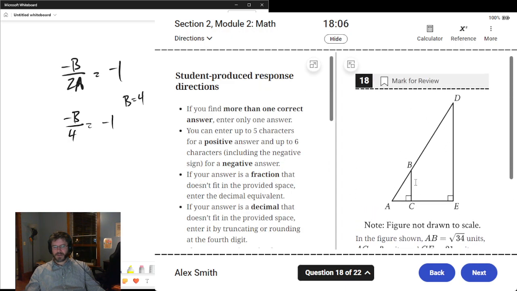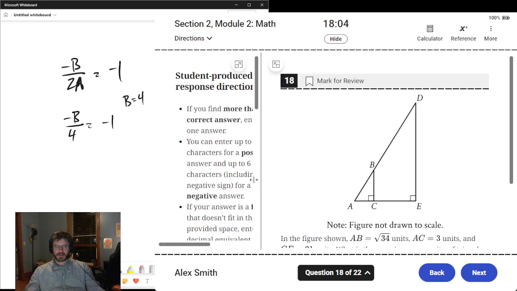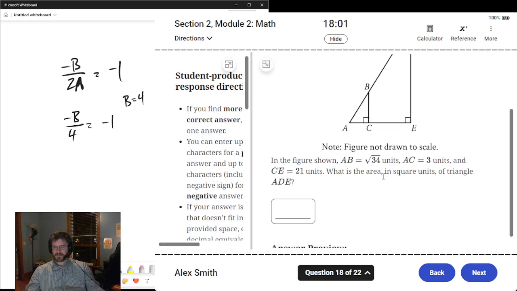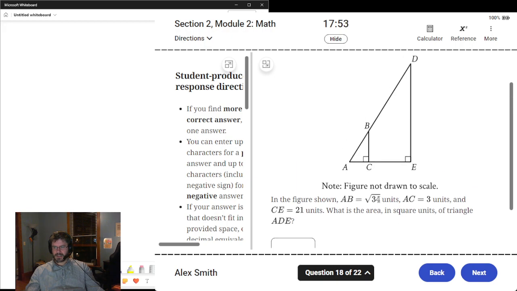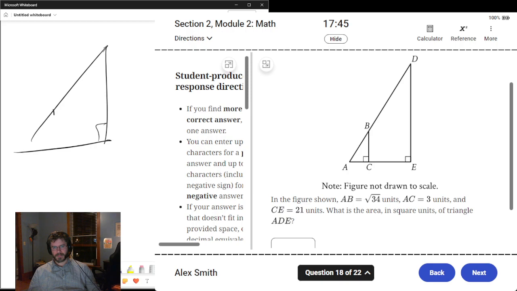It's a ratio question. Whenever you have a triangle nested inside of another triangle, you're doing ratios. What's the area of triangle ADE, the big one? Okay, so I usually like to draw these again. AB is root 34, and I label what I know. AC is 3. CE is 21, so that means this whole thing on the big triangle is 24.